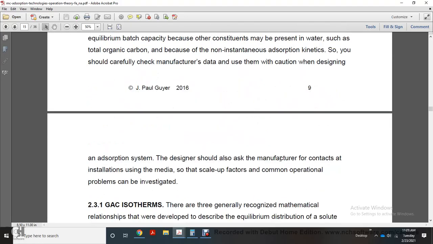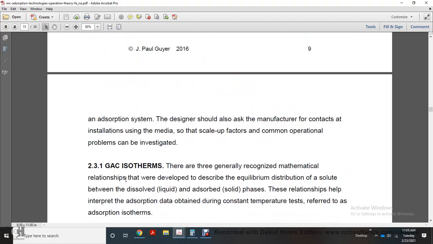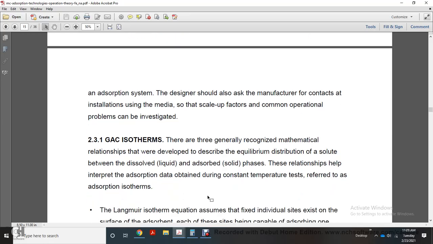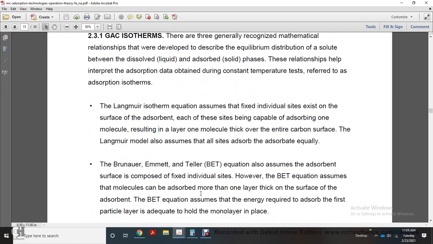If adsorption is used, the designer should contact the manufacturer and consult on the media, so the scale factor for commonly operational problems can be investigated. Granular activated carbon isotherms: three generally recognized mathematical relations have been developed to describe the equilibrium distribution of solute between the dissolved liquid and the adsorbed solid phase. The relationships help to interpret the adsorption data obtained during constant temperature tests, referred to as adsorption isotherms.